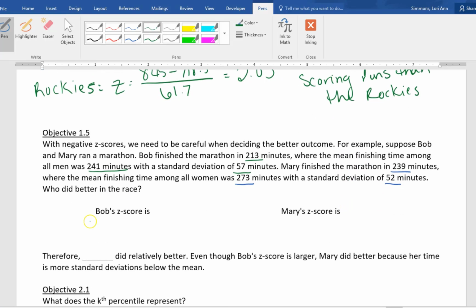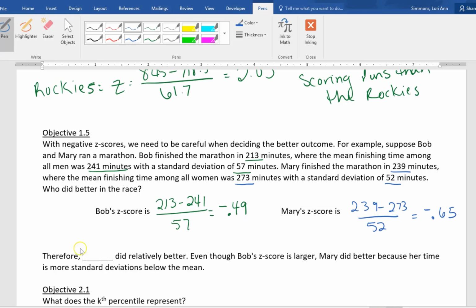So let's figure out the z-scores. Bob is going to be 213 minus the mean of 241 divided by 57. This is negative 0.49. And then Mary, which is negative 0.65. So Mary actually did relatively better. Even though Bob's z-score is larger, Mary did better because her time is more standard deviations below the mean. So when we are asked who did better, we're looking at who is the farthest from the mean.